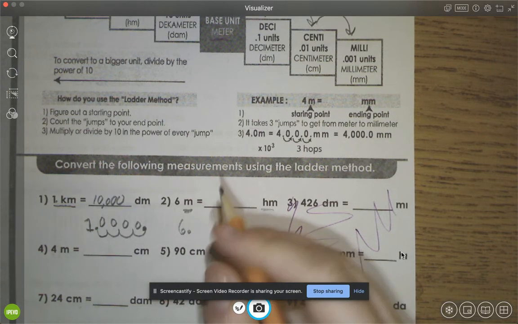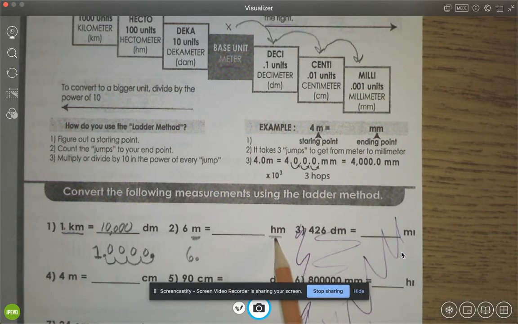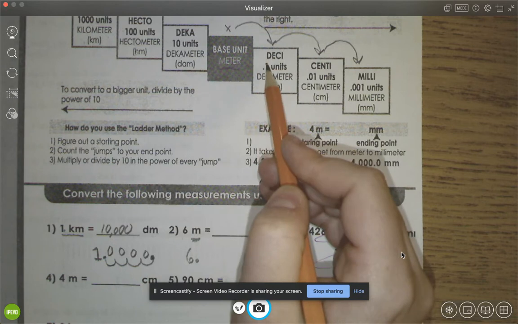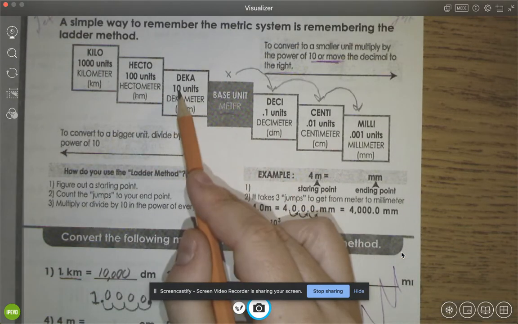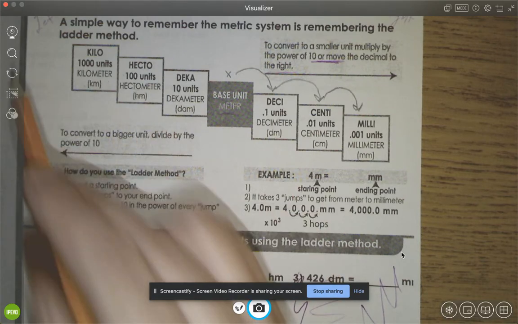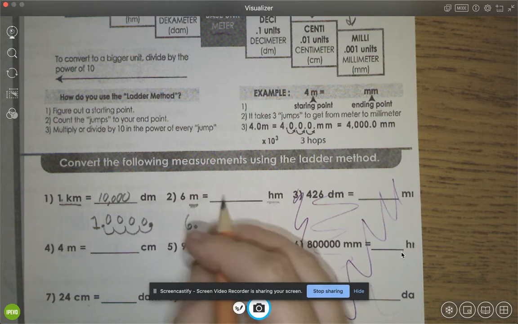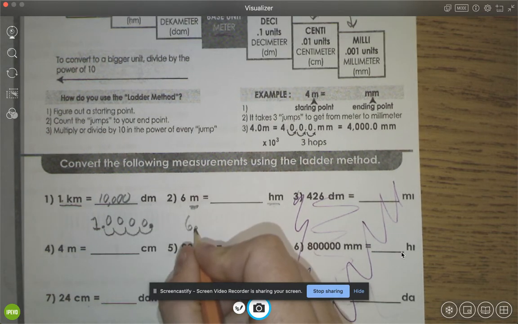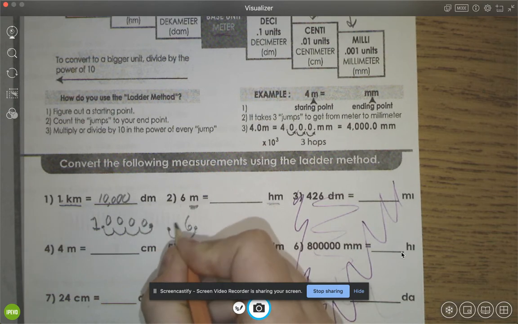And then we are going to move it to hectometers. So that's right here. If we're starting here at the base unit, we're going to go up 1 step, 2 steps to the left. So you're going to move your decimal point to the left. So 1, 2. That's your new decimal point right there.